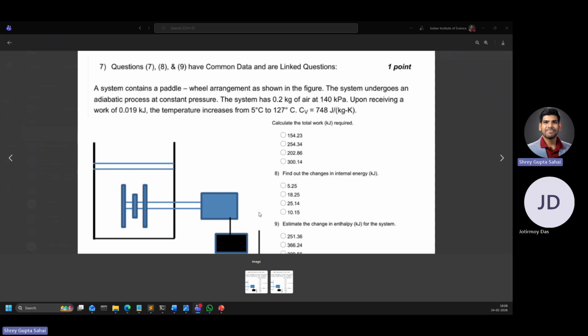No, I don't think so. The formulas are okay. The values are also very different. Question number 8 and question number 9 should match, like as you mentioned, the gamma, right? And for this, upon receiving a work of 0.019 kilojoules, that is also a little off. Maybe there is an issue.